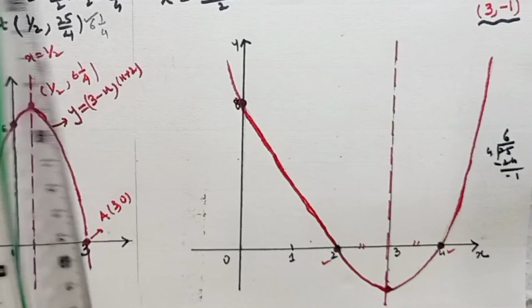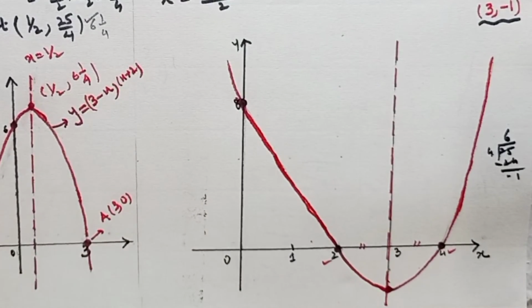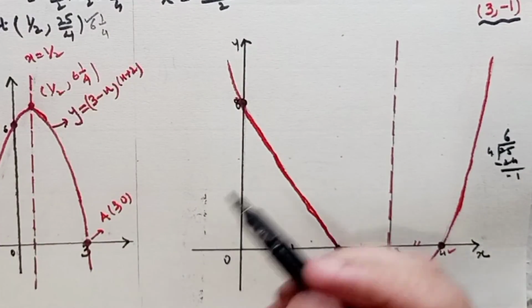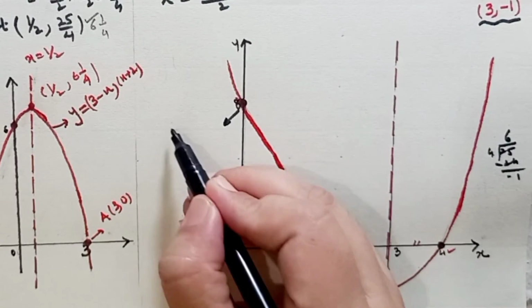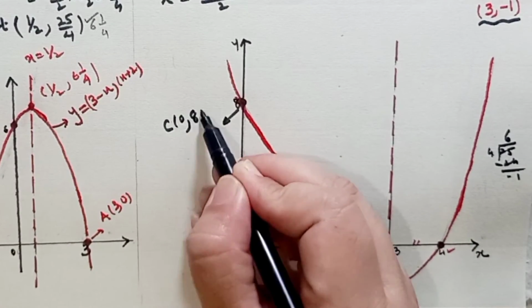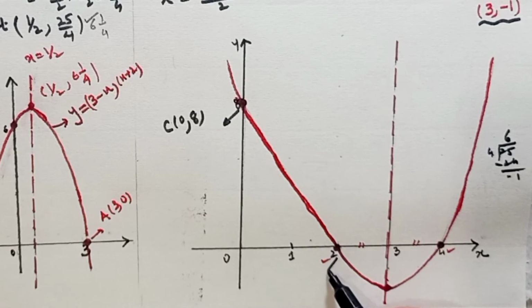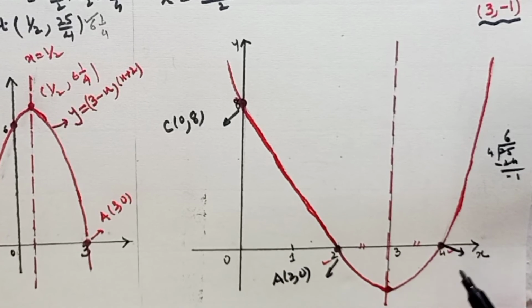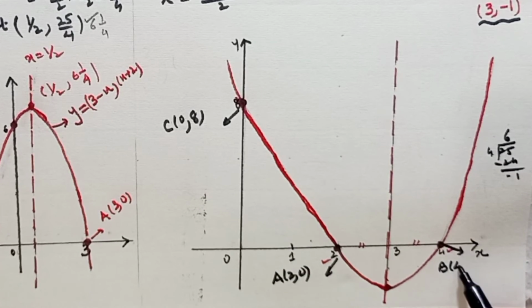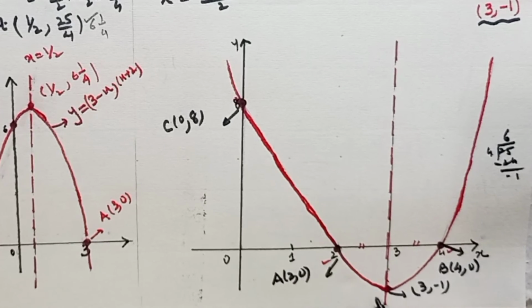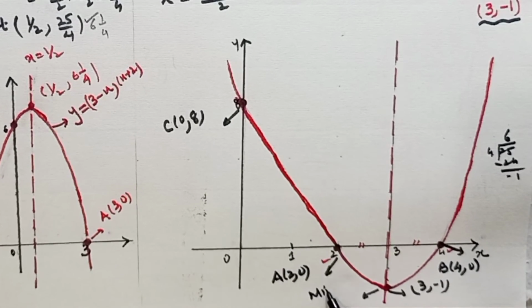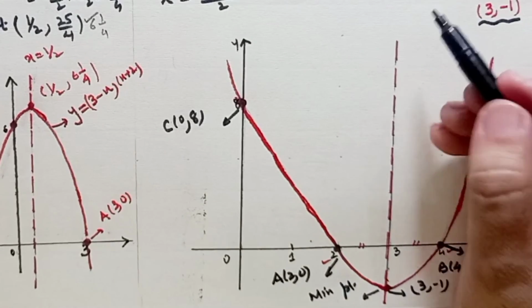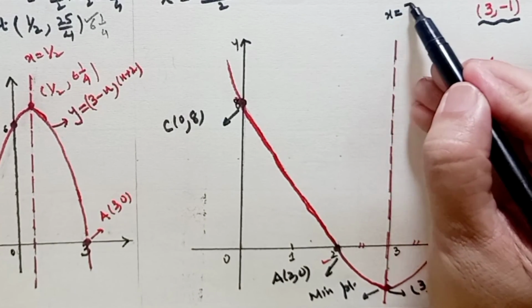Yes, not bad. Okay, time to label all parts of the curve. This is my y-intercept, it is point C, (0, 8). This is one of the x-intercepts, A, (2, 0), and this is B, (4, 0), and this is my minimum point, (3, -1), and this is the line of symmetry, x equals 3.